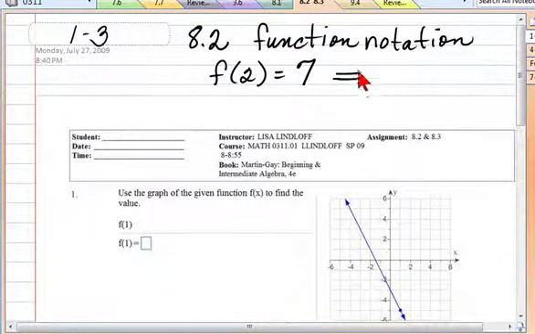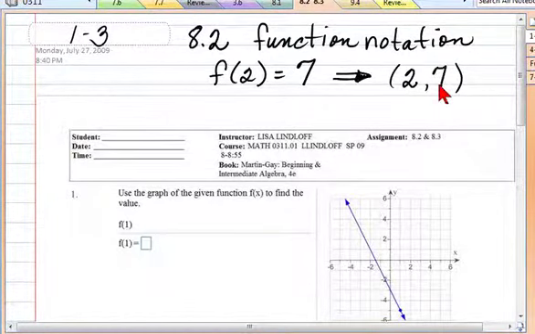What would that translate to as far as an ordered pair? What's the x and what's the y? 2 is the x, 7 is the y. So always, always in function notation, the number here is the x, the value that you get is the y. Now, we're going to spend a little time looking at how that shows up graphically.